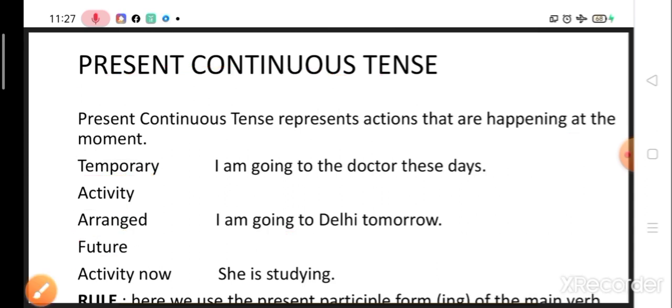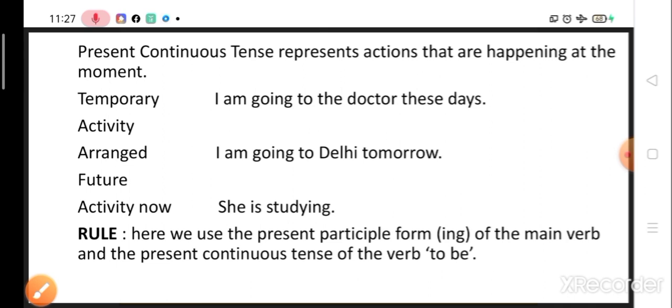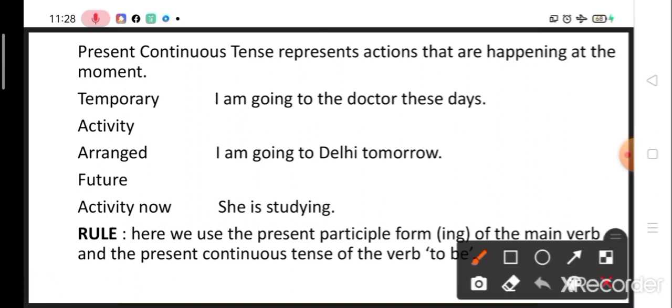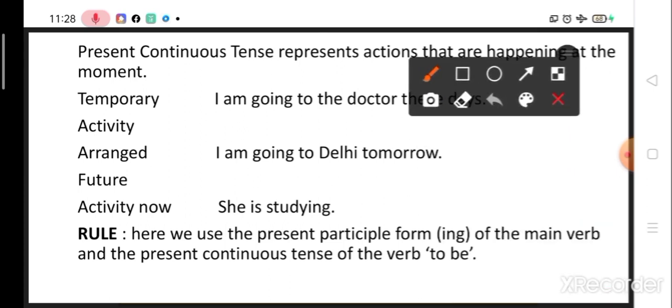Now quickly let us take a look at the rule. Now here we use the present participle form, that is the ing form of the main verb, and the present continuous form of the verb to be.